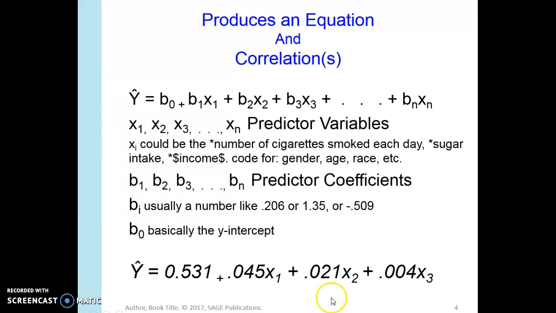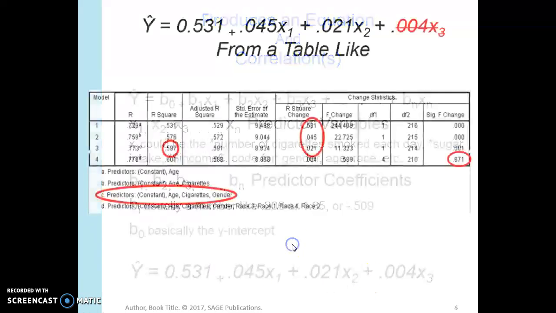Here's what the equation could look like, based on the results you're going to get from your multiple linear regression. In other words, y hat, the dependent variable, equals 0.531, and then you have all these terms. If this was the number of cigarettes you smoked each day, you'd put that number in there. If this is your sugar intake, you'd put that measurement in there, and so on and so forth.